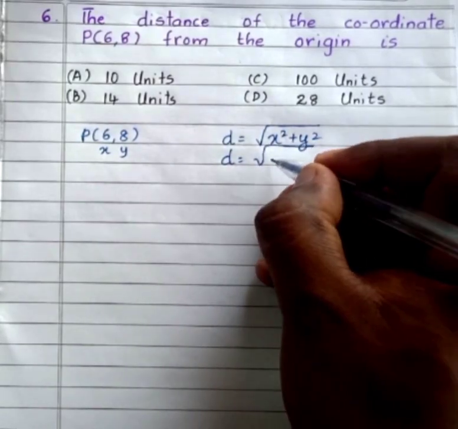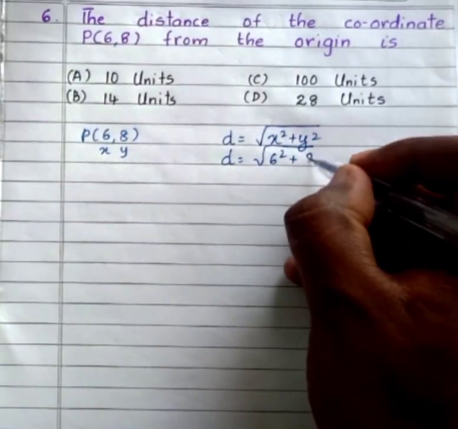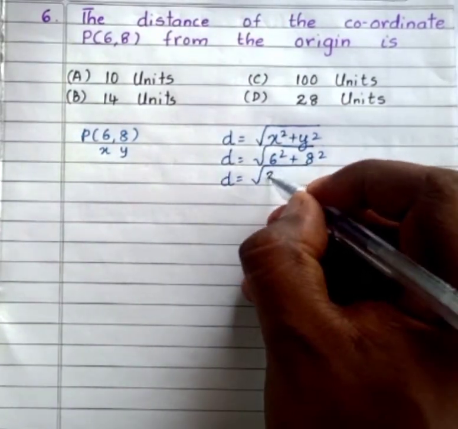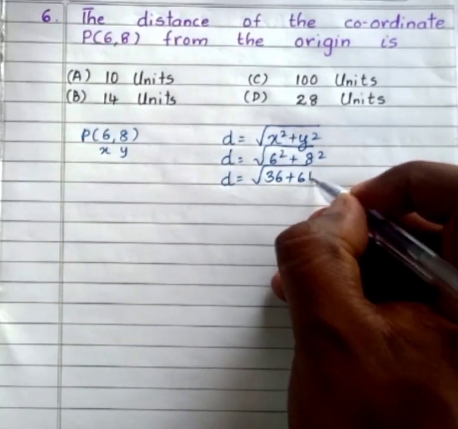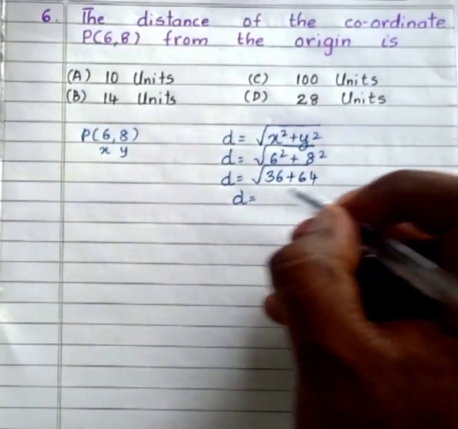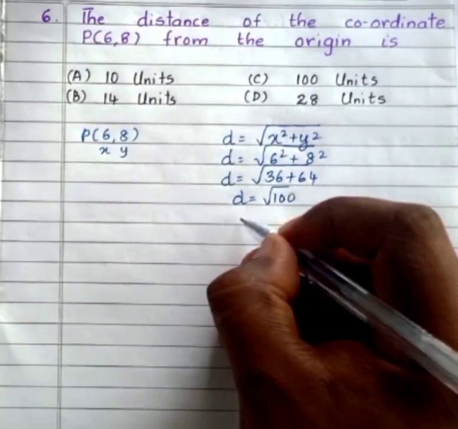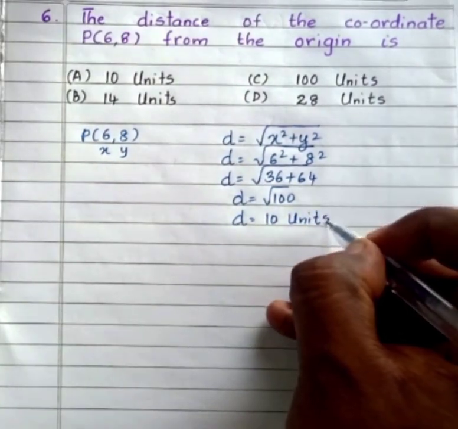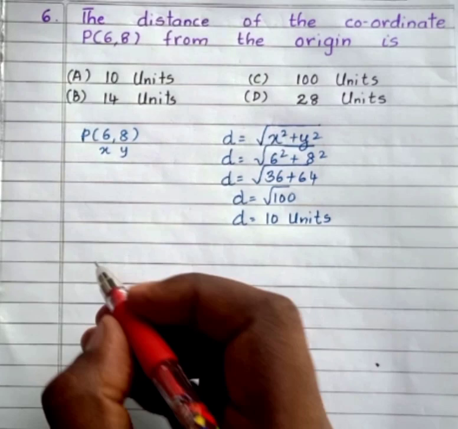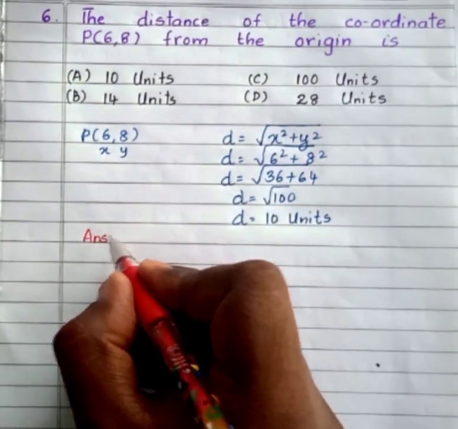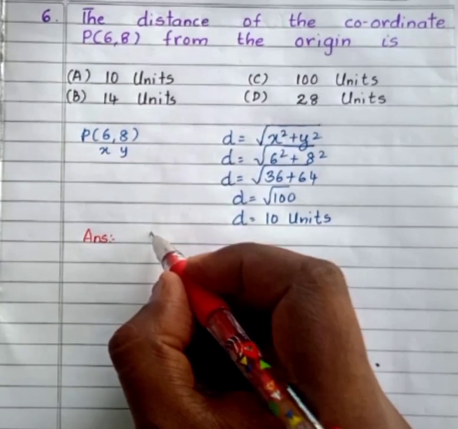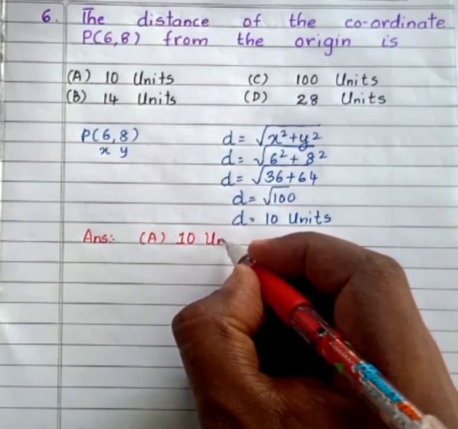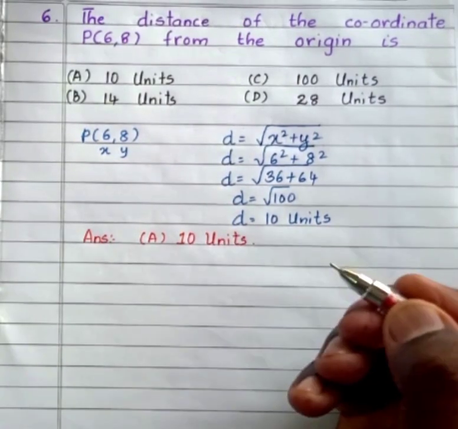Therefore, D equals square root 6 square plus 8 square. Now, 6 square is 36, 8 square is 64. D equals square root 36 plus 64, we get 100. Therefore, D equals square root of 100, which is 10. Therefore, the distance between the point and the origin is 10 units. Therefore, the correct answer is option A 10 units.